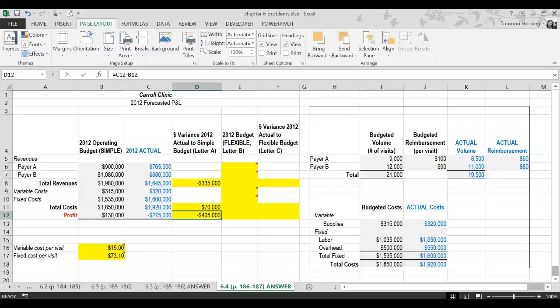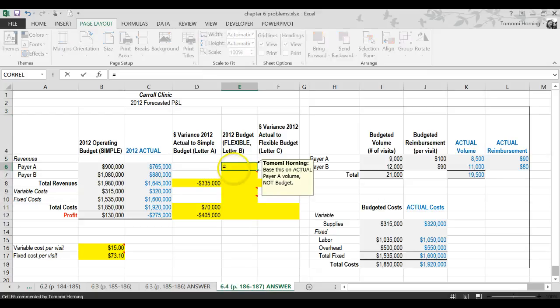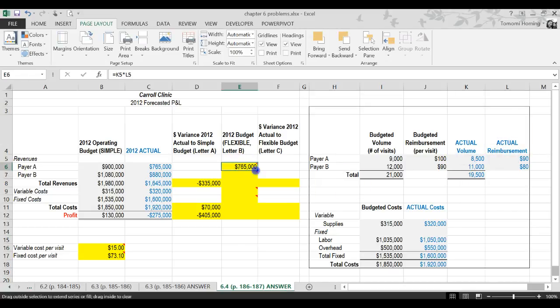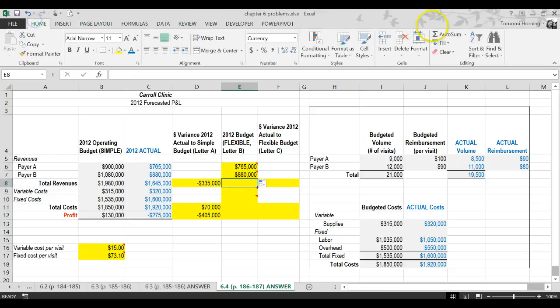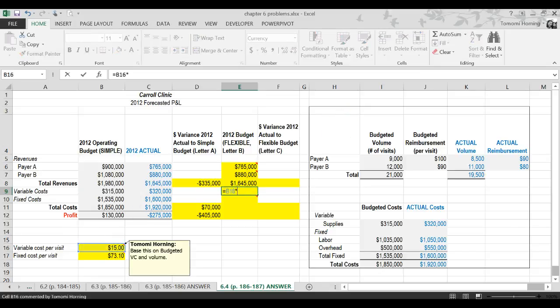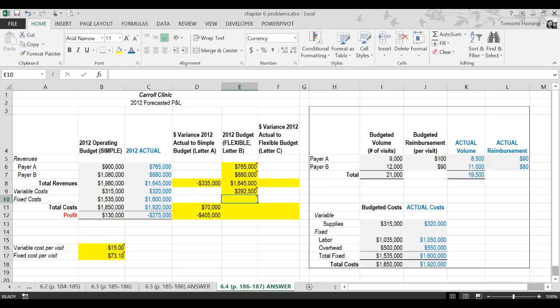If you recall, in end of chapter problem 6.2, we covered how to create the flexible budget. This example is going to be no different. Again, for payer A volumes, we're going to focus on calculating based on actual volume times actual reimbursement. This formula can be copied down. This is a simple sum. The variable costs are going to be a function of variable costs per visit times the actual number of visits. And the fixed cost will be the fixed cost per visit times the actual volume. Total costs, again, is a simple function, and we're looking at revenues minus expenses for the profit.